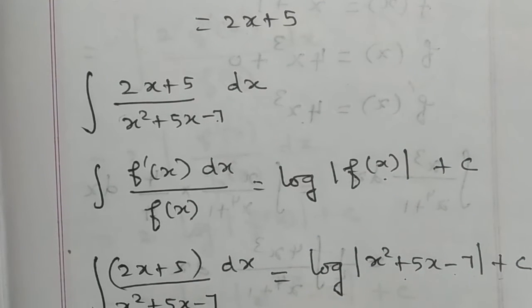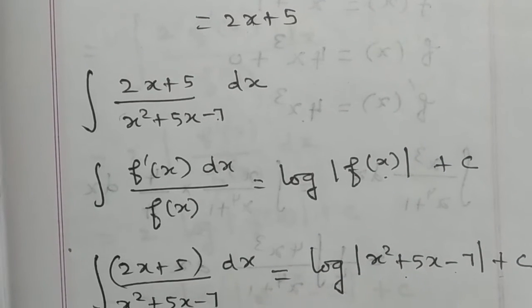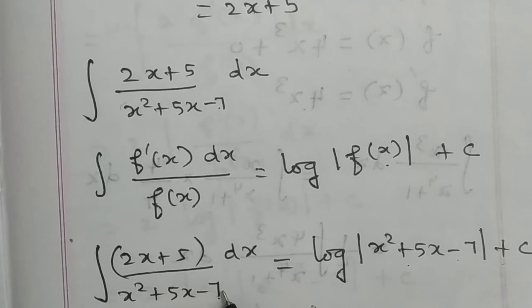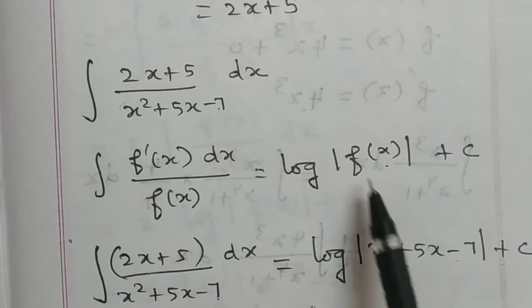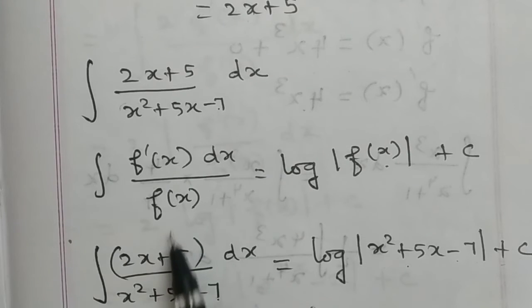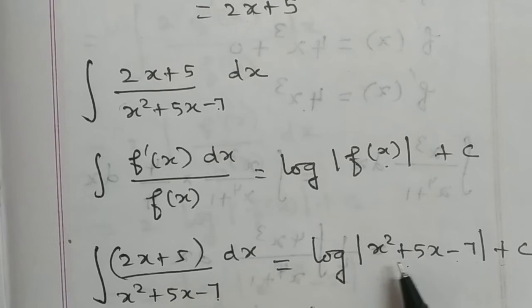So here, x square plus 5x minus 7. The derivative is 2x plus 5. It is present in the numerator. So we get the value log of, what is f of x? F of x is x square plus 5x minus 7. Log modulus of x square plus 5x minus 7 plus c.